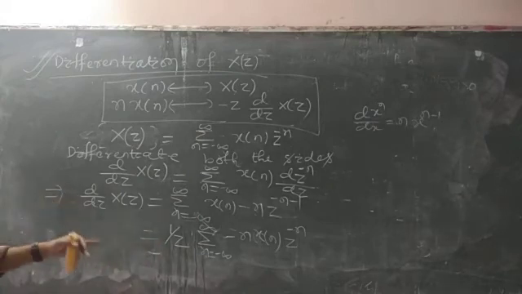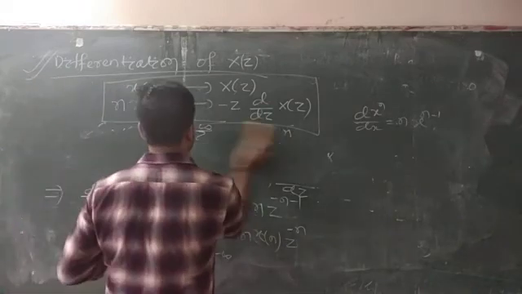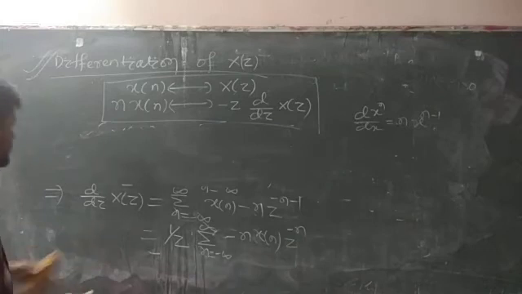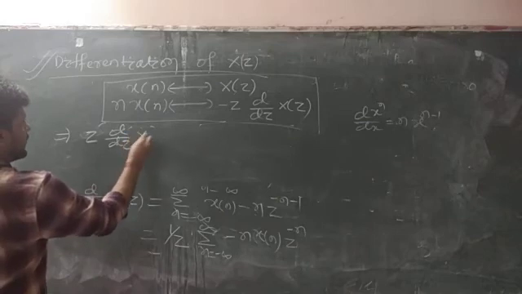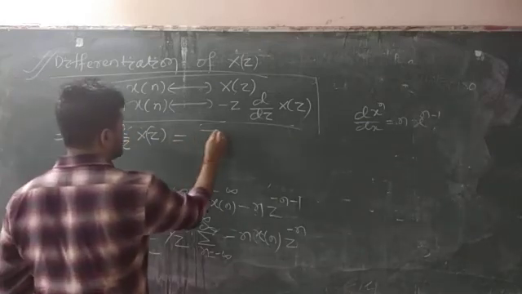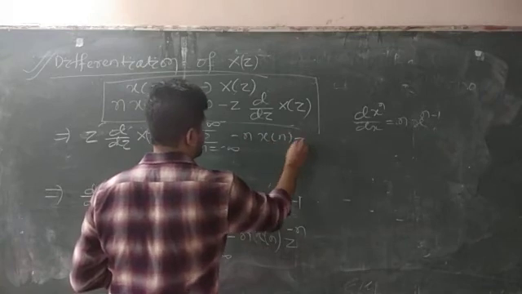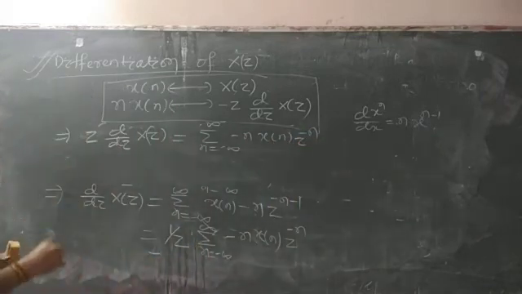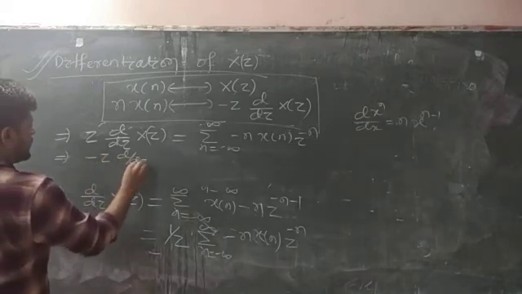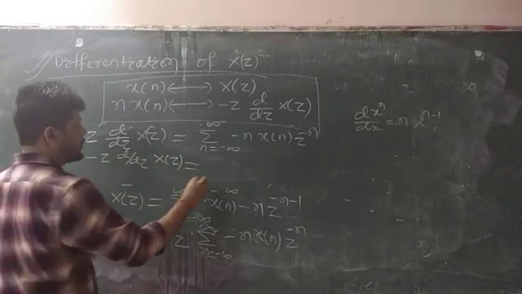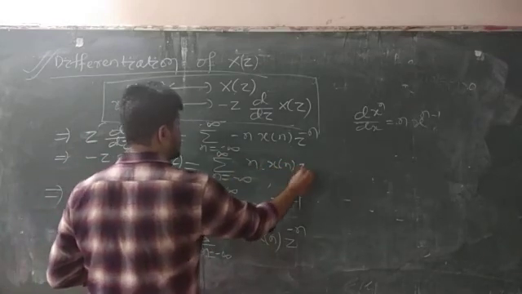Now cross multiply the 1 by z, so z is multiplied and we have z d by dz X(z), which is nothing but the summation of n equal to minus infinity to infinity of minus n x(n) z to the power minus n. Now multiply by a negative sign on both sides, and this becomes minus z d by dz X(z), which is nothing but the summation of n equal to minus infinity to infinity of n x(n) z to the power minus n.